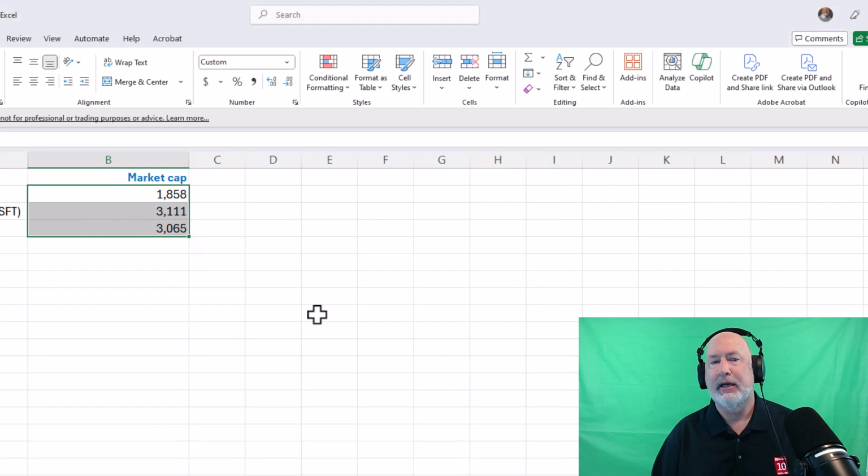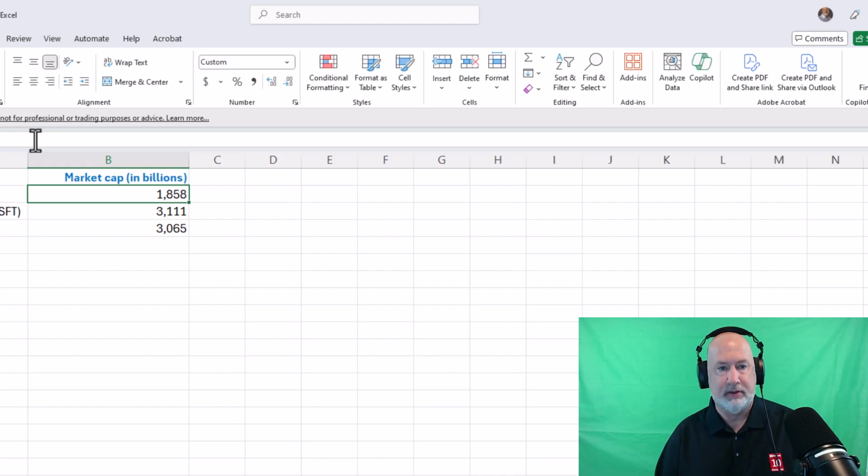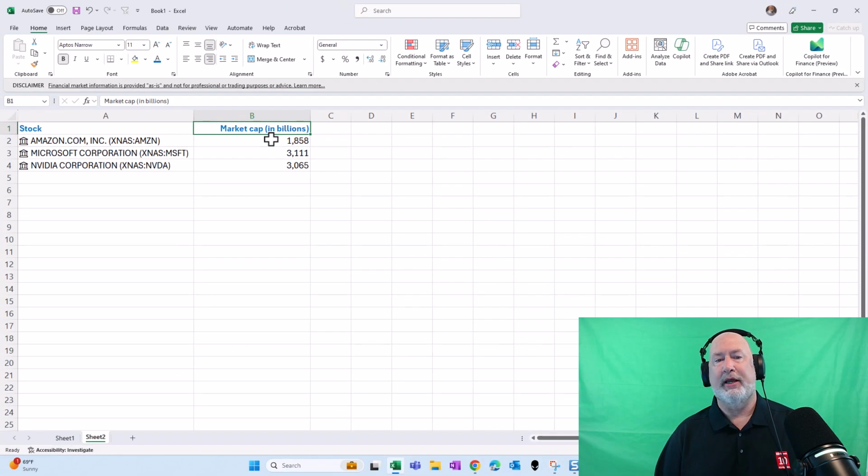Click OK. Just so much easier to read. Don't forget to change your label so people know this. I see this in financial statements all the time for large companies. Perfect. Market cap in billion.